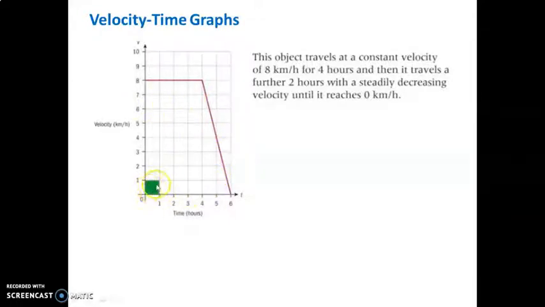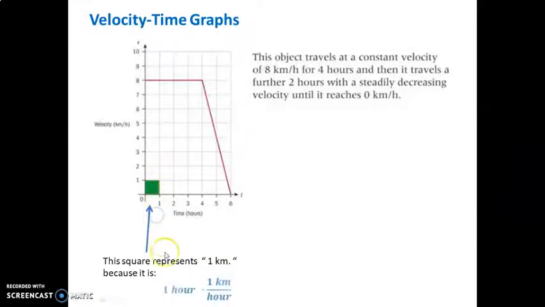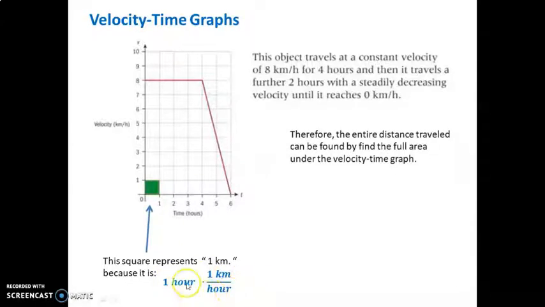Now let's look at what this green square represents. So that green square is an area. And to find the area of that square, we'll do 1 times 1. But let's look at the units we have as well. This square represents 1 kilometer, and the reason for that is precisely because of the units. So let's see what happens. We have 1 hour on this axis. So to find the area of this, we'll do 1 hour times, and on this axis we have 1 kilometer per hour. So 1 hour times 1 kilometer per hour, like this. If you multiply these two things, the hours will cancel, and you'll just be left with 1 times 1 kilometer, which is 1 kilometer. So that's why that square has an area of 1 kilometer.